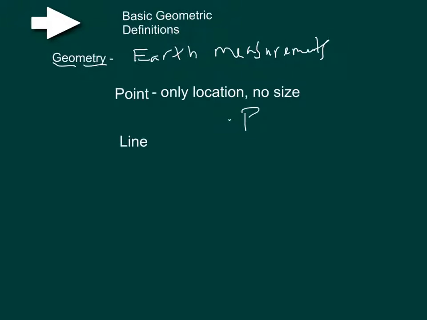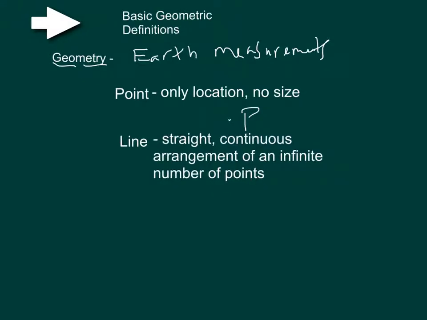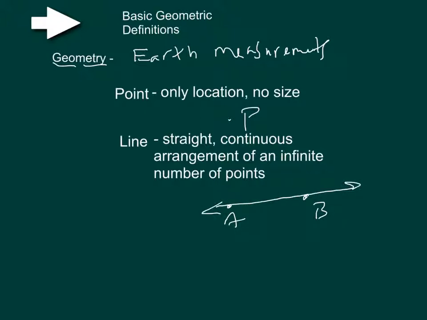Now we have a line, which can be defined as a straight continuous arrangement of an infinite number of points. Usually you will ask the question, how do I get from point A to point B, or what is the shortest distance? And we would say, well, that is a straight line. So there you have it. Two points on the line with a line symbol above them gives us the name of that line, which would be line AB.